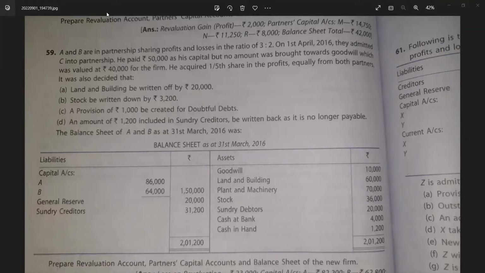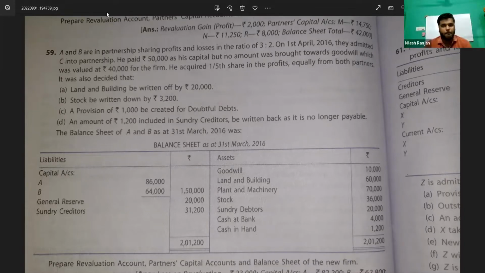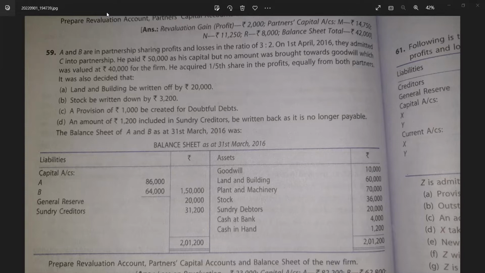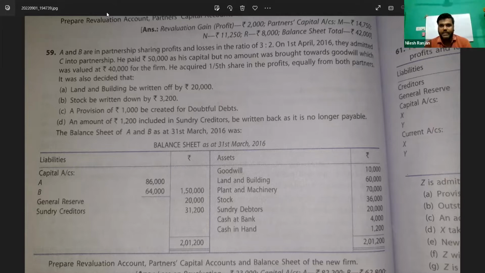Sir, we'll apply the formula. And what will be the formula? Sir, total capital of the firm minus combined adjusted capital of all partners. Actually, goodwill is given in question. You can see that, but no amount was brought towards goodwill, which was valued at 40,000 for the firm. So it is given in question. It is not hidden.